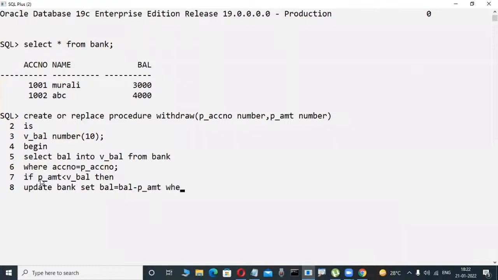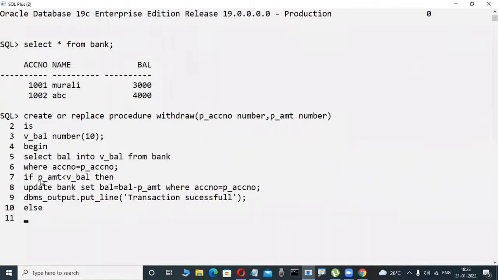Some coding is there. Okay, fine, now check it out. Here I am writing a message, same like in Java.net, some message I try to display: your transaction is successful. Don't worry about this one, just observe it here. Else, simple coding, some coding is there.